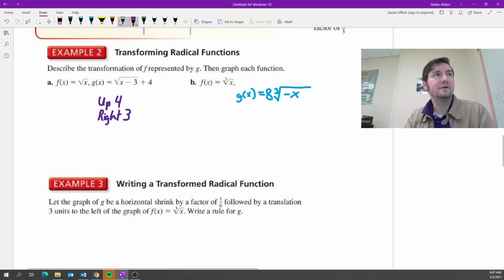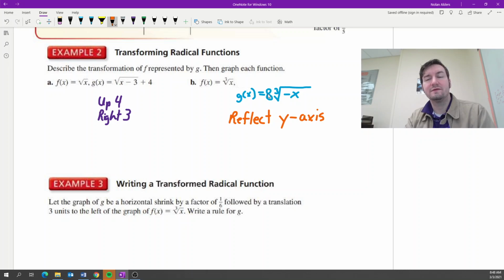Now for this one over here, we can see that there is no up or down movement, no left or right movement. There is a minus sign right in front of the x, so that's going to be a reflection. And is it going to be in the x-axis or the y-axis? It's not out front, it's right in front of the x, so that means that it's going to be a reflection in the y-axis. Okay, so that's that minus sign.